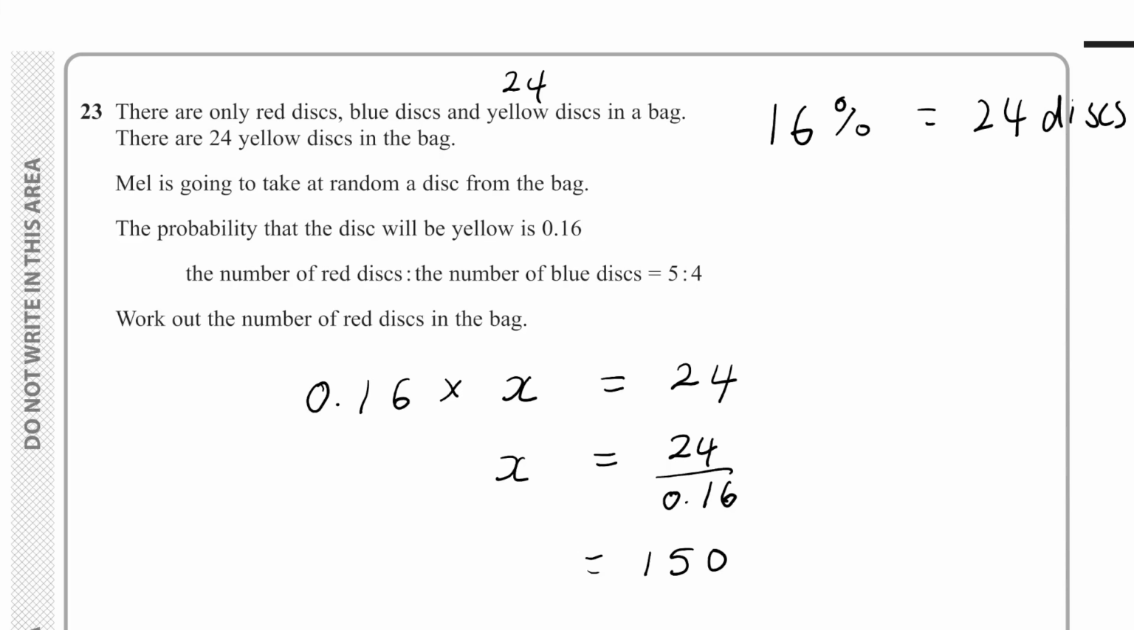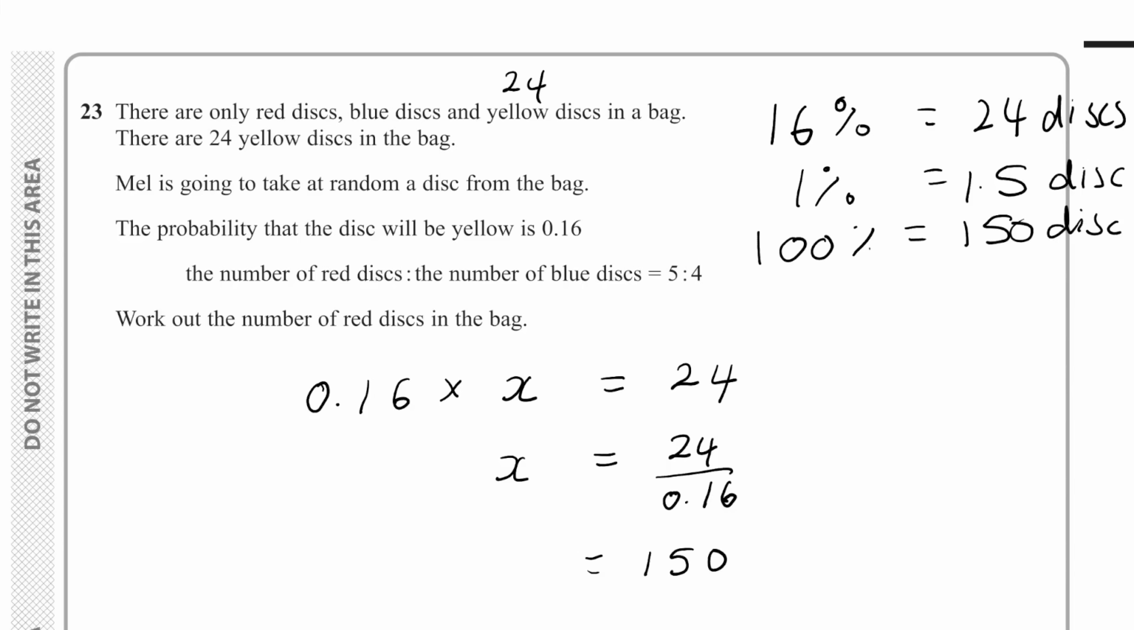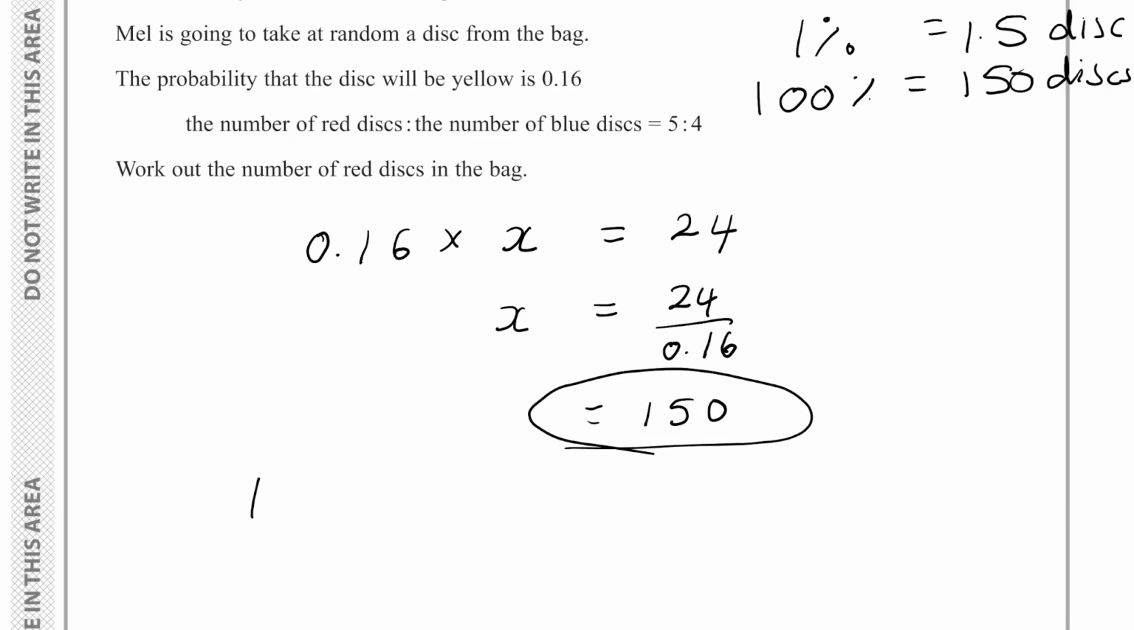So you could divide by 16 and get 1%, which is 1.5 discs. And then times by 100, 100% is 150 discs. Whichever way you do it, we've got 150 discs in our bag. 24 are yellow, so 150, take away the 24.